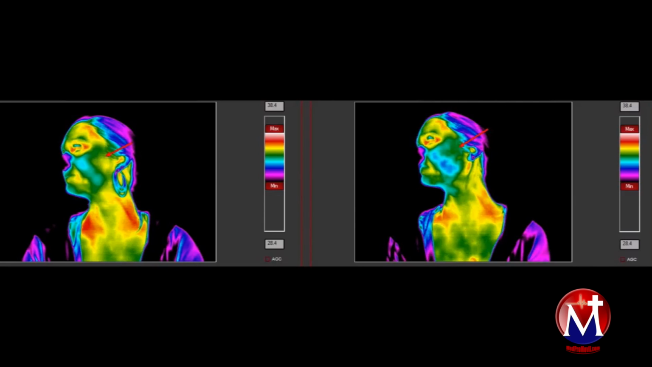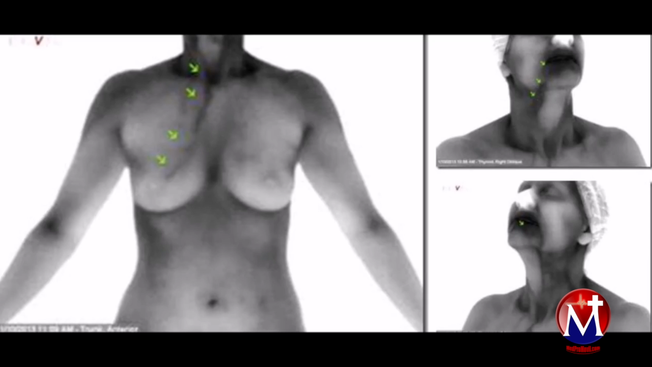In this image you can see on the left hand side the patient presented with left-sided masseter inflammation, and after some work you can see how it improved. This is an interesting case.